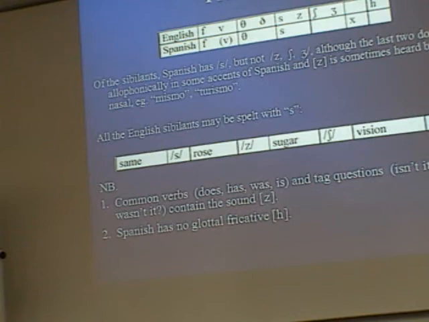So, are there any Catalan speakers here? Any Catalan speakers? No. Okay. Well, wasn't it must not sound like the Catalan wasn't it. Wasn't it is Catalan. Wasn't it is English, all right? Okay.